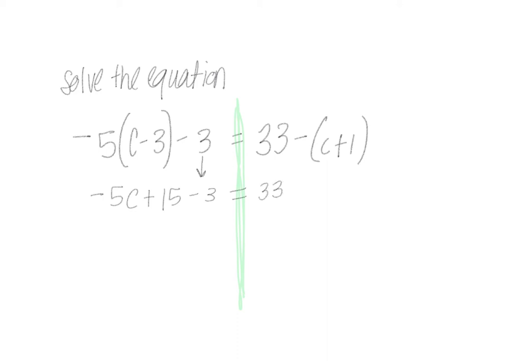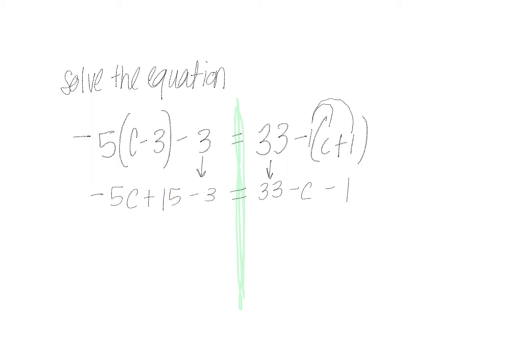33, copy, paste it down. This is basically a negative 1 that we're distributing. So negative 1 times c is negative c. Negative 1 times 1 is negative 1. So let's reevaluate our countries, okay? On the left, negative 5c, 15. I can do 15 minus 3.